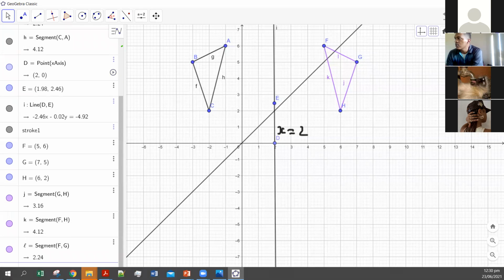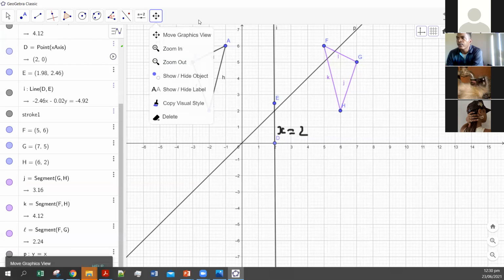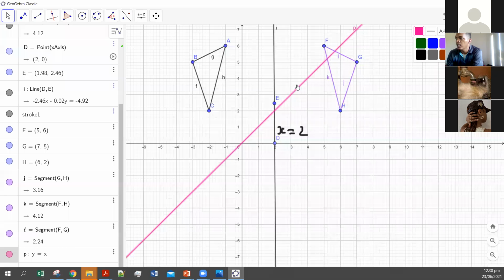Can I change the color? Okay, this color that I just used is a normal one, so the computer sees it. I just changed the color to pink. That is the one we need to reflect it on. And that is now one of the ways we also need to reflect.